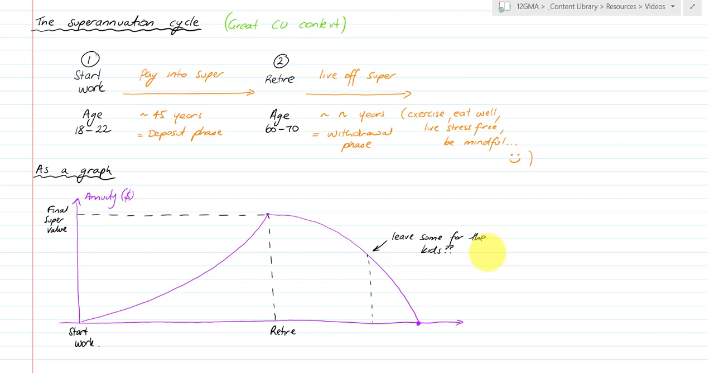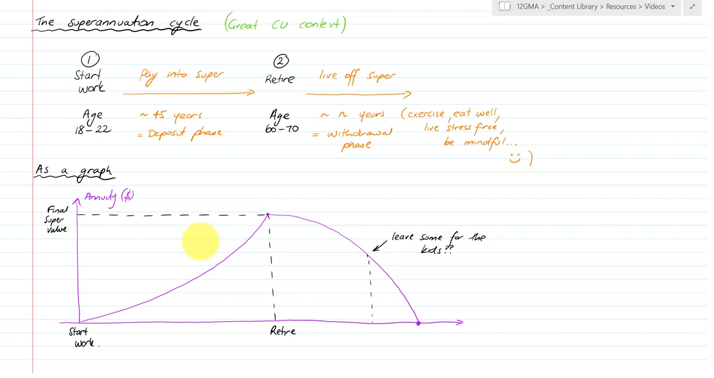So superannuation works like this in Australia. You start work at the age of, for example, 20, and you start paying into super. Your plan is to retire and live off your superannuation. So you pay into super for approximately 45 years, and this is the deposit phase. You're putting in regular deposits, starting with 0. Then you retire, and you want to live off your super.